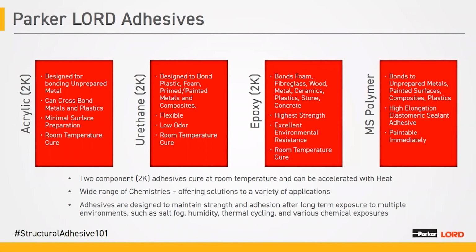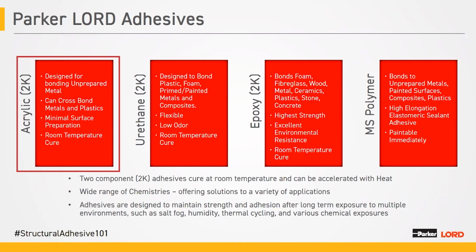As I said, I'd like to discuss a little bit more about the Parker Lord adhesives that we offer. So these are just a general overview of the different categories of adhesive, and then I'll get into the specifics of the products that we offer under each of those chemistries in the subsequent slides. So starting out on the left here, we've got acrylic products. These are often two-component material, or 2K as we've said. They're designed really for bonding unprepared metals and also cross-bonding to other materials such as plastics and ceramics.